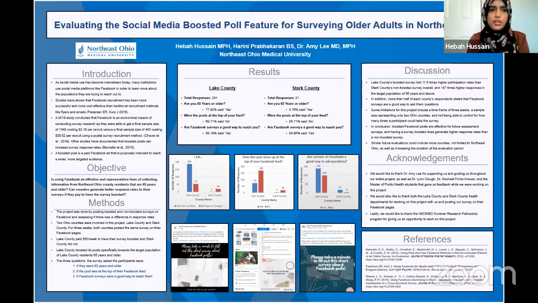Our quality improvement project is called Evaluating the Social Media Boosted Poll Feature for Serving Older Adults in Northeast Ohio, by Hiba Hussein, Harini Prabhakaran, and Dr. Amy Lee, and we're both M2s at NeoMed.